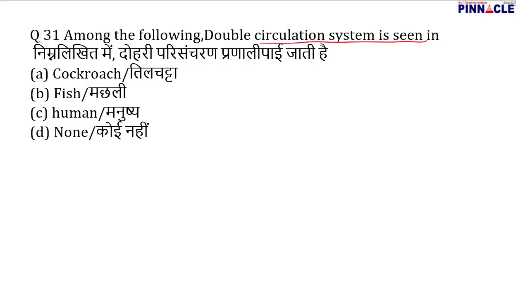And in case of human being, we have a double circulatory system. In case of human being, the blood passes through heart twice, and therefore we say that the circulatory system is a double circulatory system. In once there is a circulation of oxygenated blood, and in another case it is the circulation of deoxygenated blood. And this double circulatory system is seen in case of human being. So for question number 31, C, that is human being, is the correct option. So after question number 31, let's move on to question number 32.